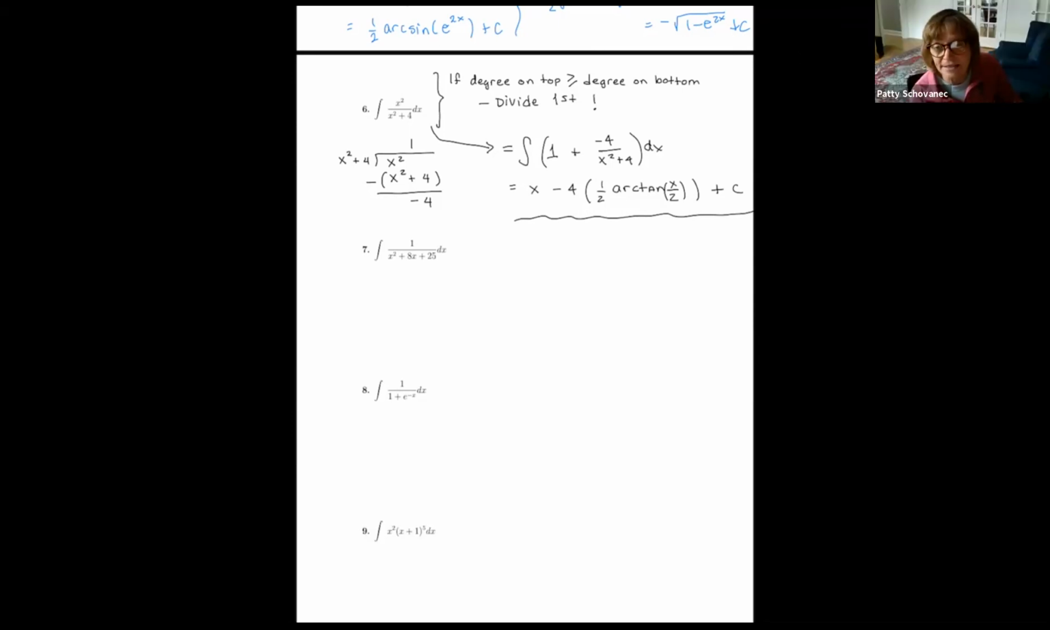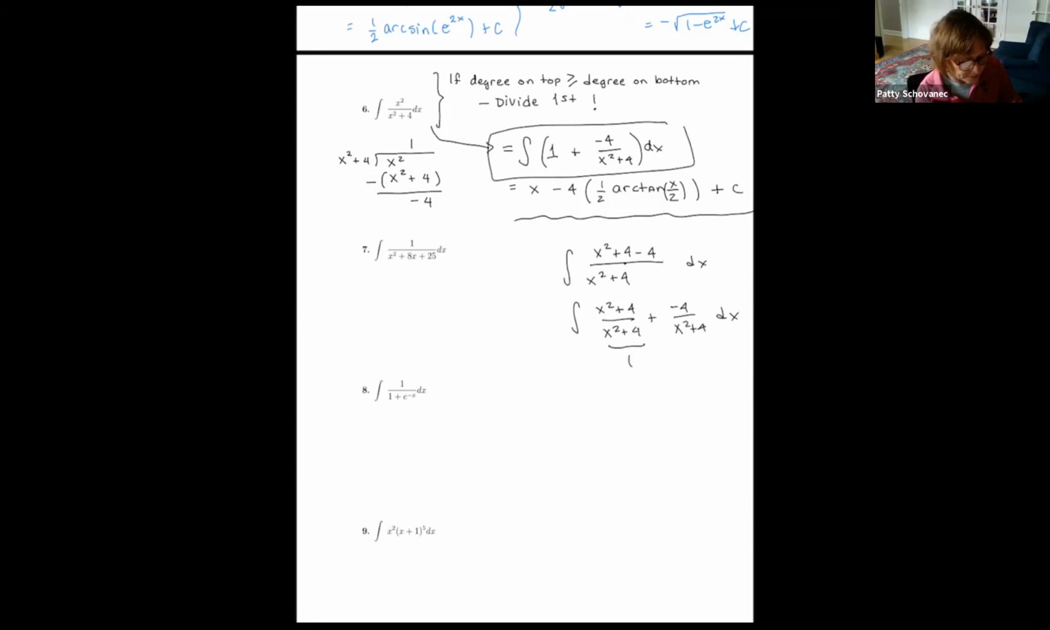I could have also added 0 instead of doing this division thing. Take a look at my fraction at the beginning. Here's another way. I can add 4 and subtract 4. And then I can make 2 integrals out of that. And that takes me back to here. There's my 1, and there's my -4 over x squared plus 4. So if you're not fond of polynomial division, you can just add and subtract the same number.